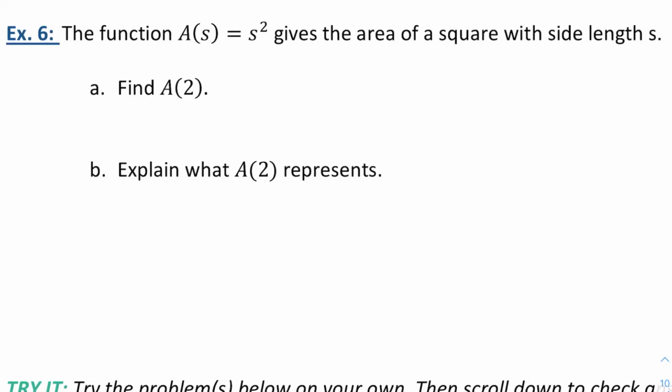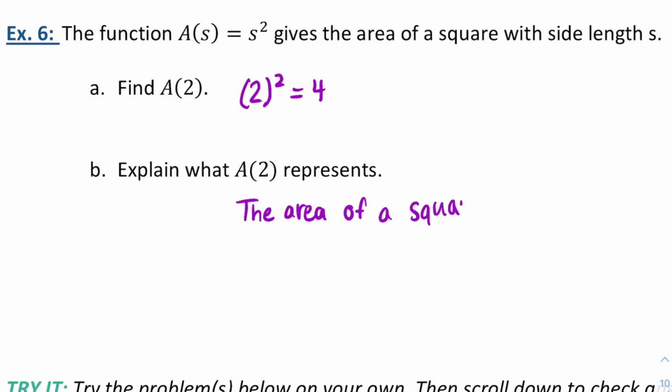Okay, so A of s equals s squared is giving us the area of a square with the side length of s. So if I'm finding A of 2, I'm just plugging 2 in for s and getting 4. And what exactly did I do when I found A of 2? Well, that told me that my input, my variable's value for s, was 2. S stood for the side length of my square. So I got the area of my square when I had side lengths of 2.